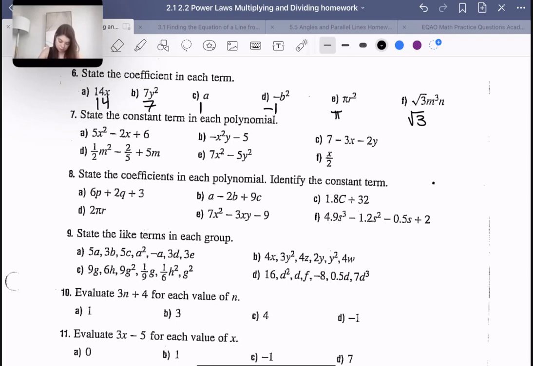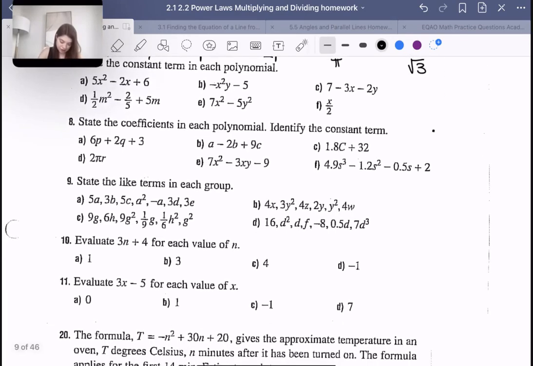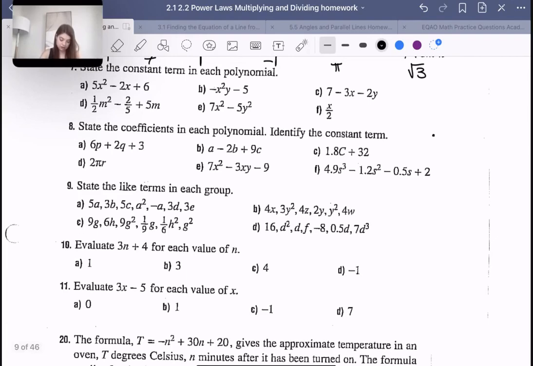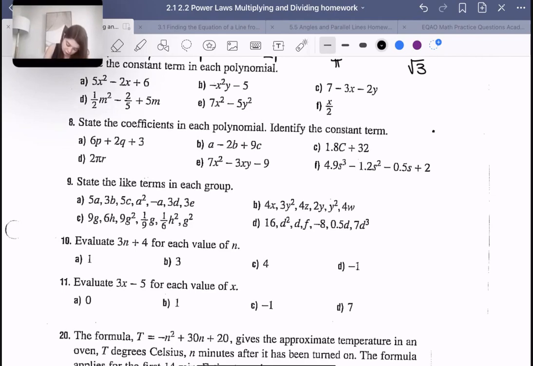So there we go. Number 7 says, state the constant term in each polynomial. So the constant term is the term that does not have any variables attached. So a constant term is just a number. In this first example, A, the answer would be 6 because 6 does not have any variable attached, it's just on its own. For B, it would be -5 because -5 doesn't have any variable attached, it's on its own. For C, the answer is 7, right? 7 doesn't have a variable attached, whereas -3x and -3y, those do have variables attached. D would be -2/5.